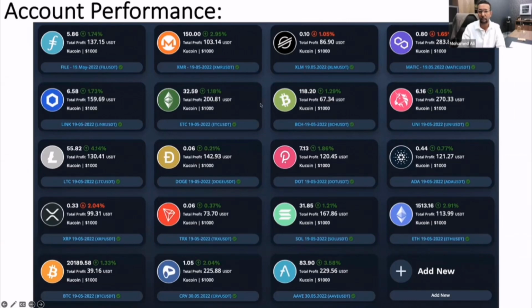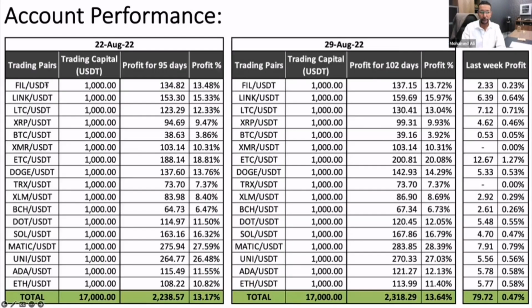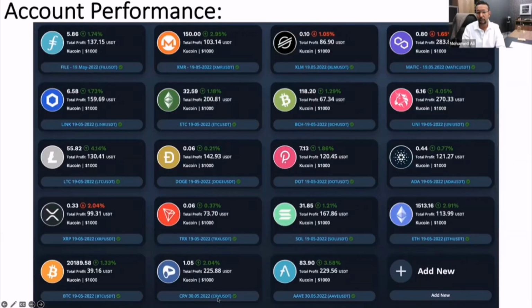Let's get to the table just to see the details. Now here, I've considered 17 of the coins because the last two coins here started at different dates. Those two started on the 30th of May.